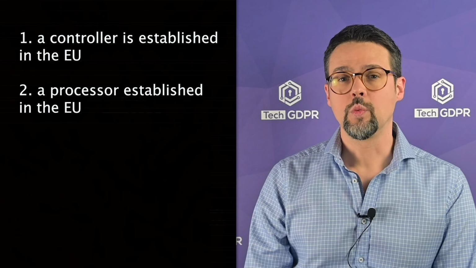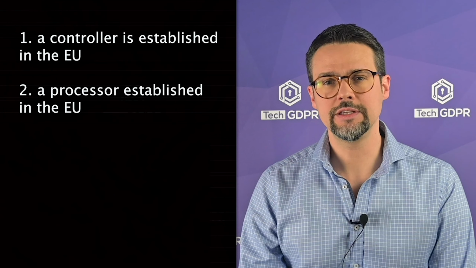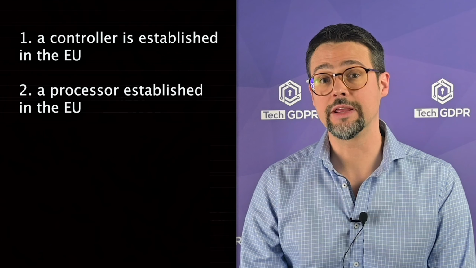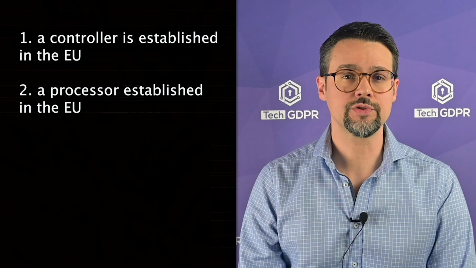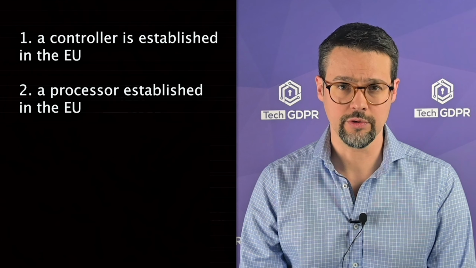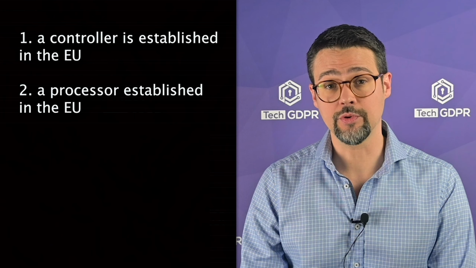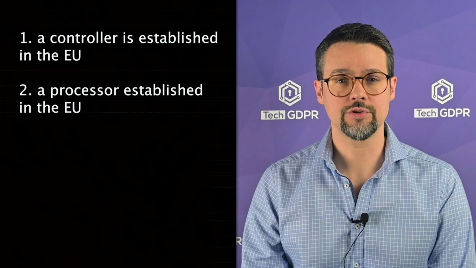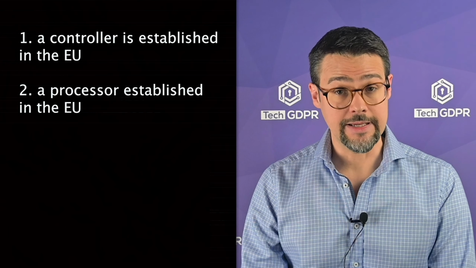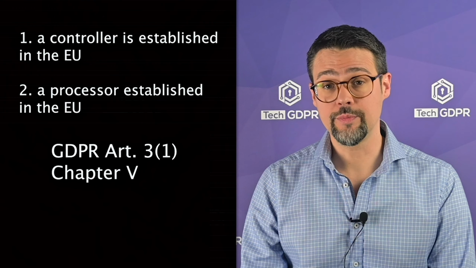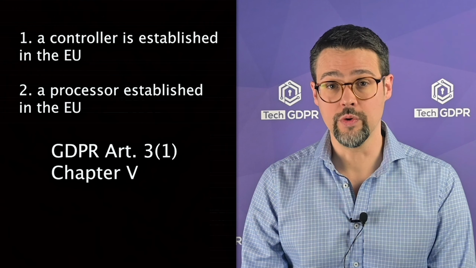The second: when a data processor established in the EU makes use of a subprocessor in a third country to process personal data on behalf of a data controller, the flow of data between that processor and the subprocessor amounts to an international data transfer. Again, GDPR Article 3.1 and Chapter 5 will apply.